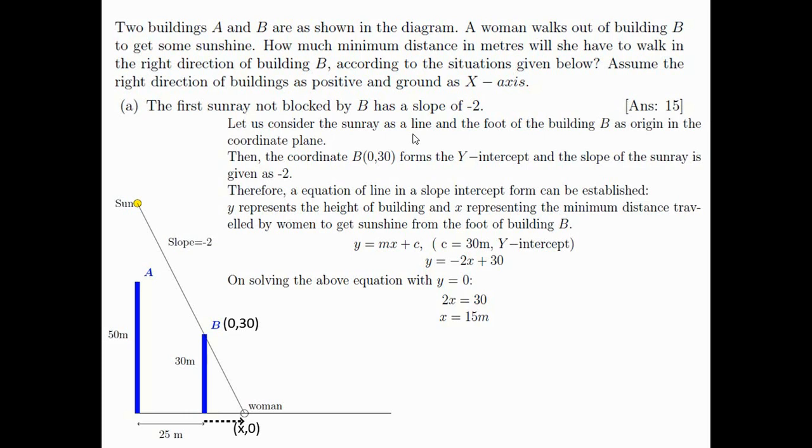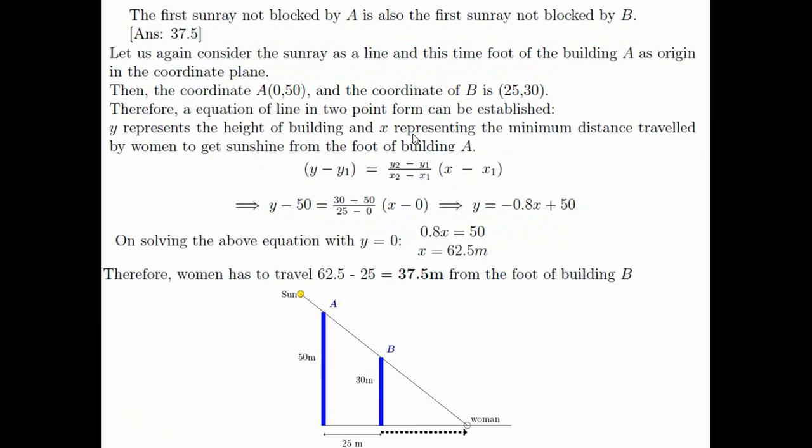Now y represents height of the building, x represents minimum distance travelled. So y equals mx plus c, and by putting the values, y equals minus 2x plus 30. Now for ground level, as we told, y equals 0. Therefore, by putting the value y equals 0, we get 2x equals 30 or x equals 15 meters. So that is the answer to the first question.